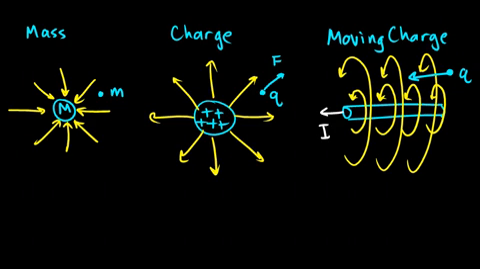A mass in a gravitational field experiences a force. A charge in an electric field experiences a force. And a moving charge in a magnetic field experiences a force. And that is the way the world is.